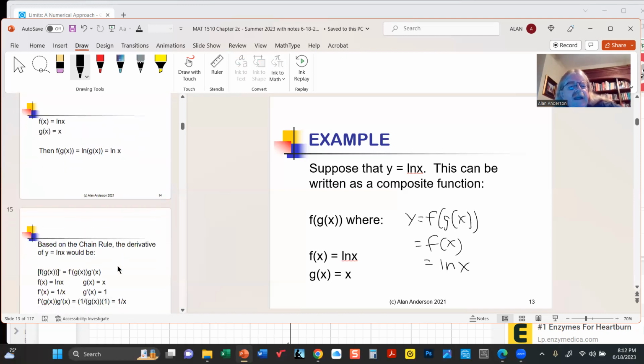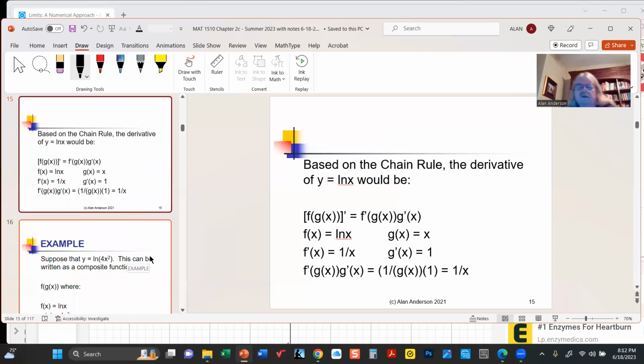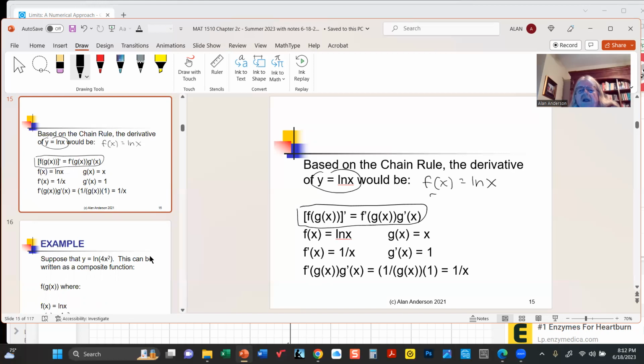But that being the case, we can then use the chain rule to explain where the derivative of log x comes from. So in other words, this is the chain rule. This is the function. So from what I just showed you, let's let f of x be log of x, and g of x is simply x. So that means that f prime of x is 1 over x, because remember we saw before.